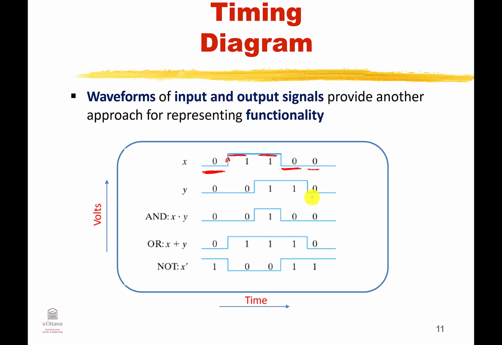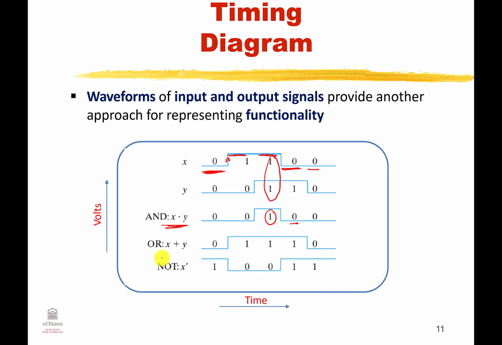Okay, if I would like to find x ANDed with y, so 0 ANDed with 0, the answer is 0. 1 ANDed with 0, the answer is 0. 1, when it's ANDed with 1, I'm going to get 1. 0 ANDed with 1, I will get 0, and so on.